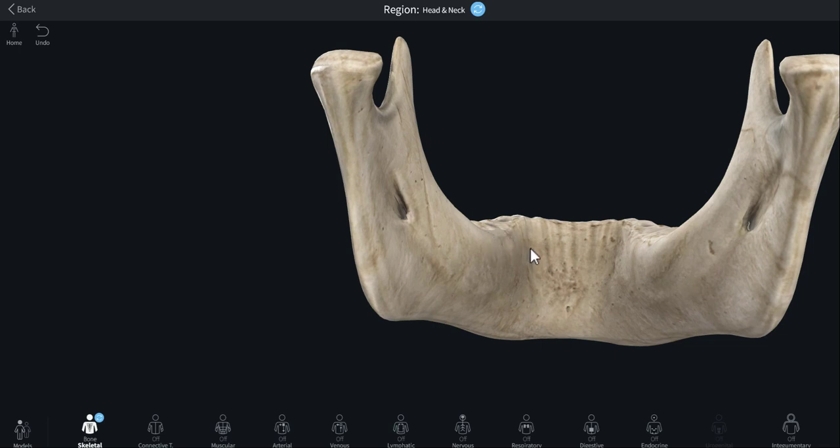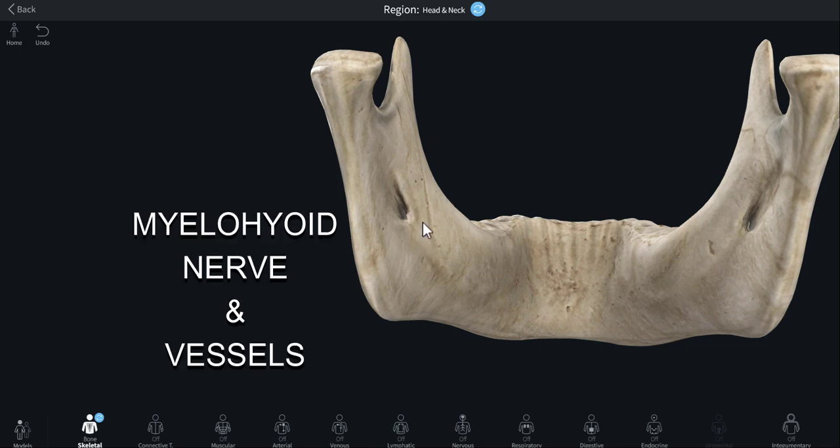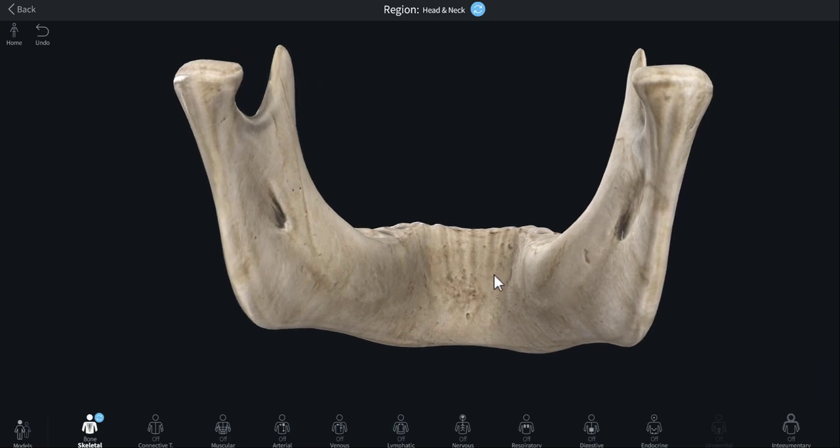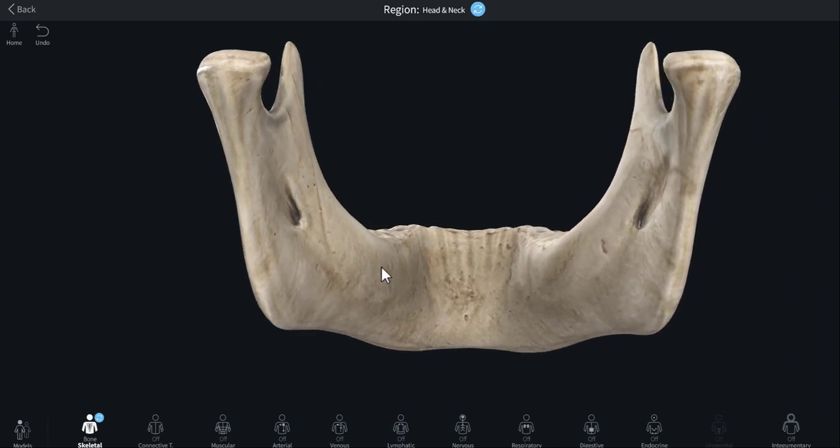But as far as the mylohyoid groove is concerned, since it's a groove, it lodges the mylohyoid nerve and vessels. Very important. So the muscle is attached along the mylohyoid line, whereas the nerve and vessels are lodged along the mylohyoid groove.